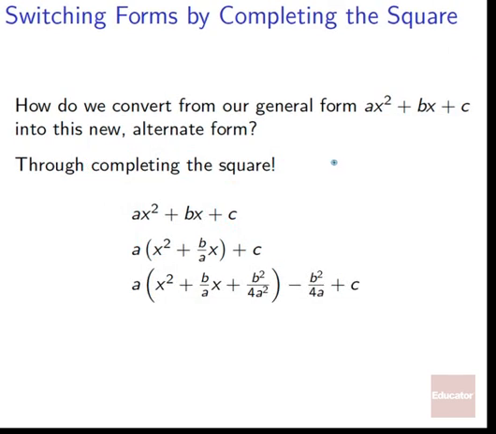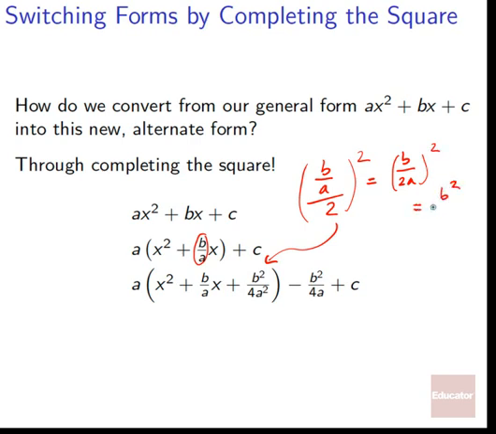Next step, remember, when you're completing the square, you want to take this thing right here, divide that by 2, square it, and then plug it right back in. So if we work through this, b over a over 2 would become b over 2a. Then we'd square that, and we'd get b squared over 4a squared. So that's what we're plugging in right here, b squared over 4a squared.